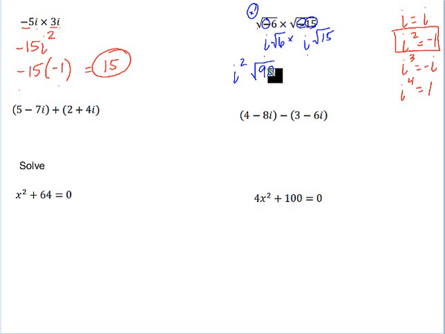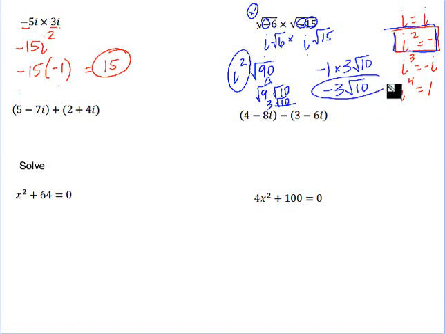Now 90 does have a perfect square of 9. So square root of 9 times the square root of 10. Square root of 9 is 3, so it's 3 square root of 10. And then once again, we know I squared is negative 1, so we replace this I squared with negative 1 times the square root of 90 simplified down to 3 square root of 10. So this is negative 3 times the square root of 10.